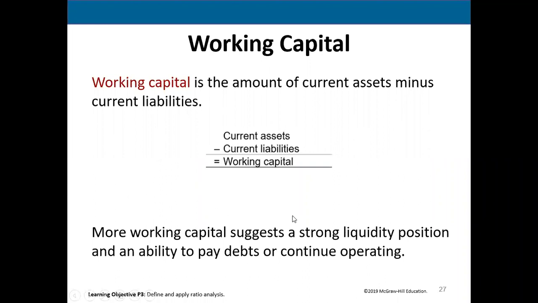Working capital is a number. So, working capital is the amount of current assets. So remember, what are current assets? These are assets on the balance sheet that we have available to use in the coming year.